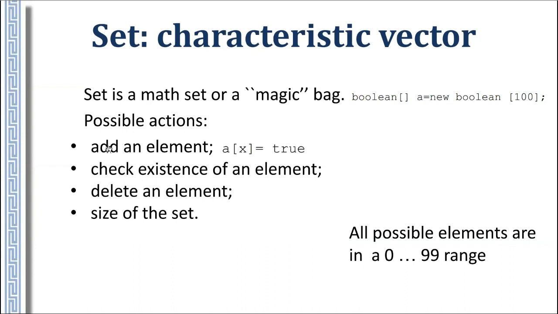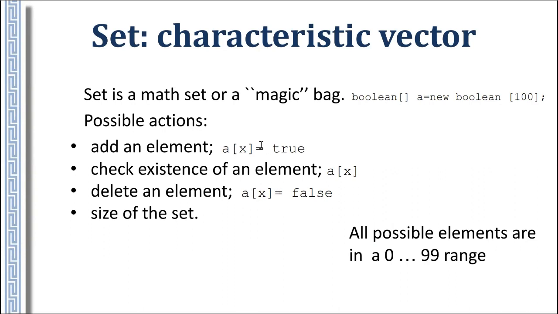So in that case, how to add an element? We just can put true to the element of the array with index x if we want to add x to our set. How to check existence of an element? We just check if A[x] is true or false. And how to remove an element, we just put false to it.